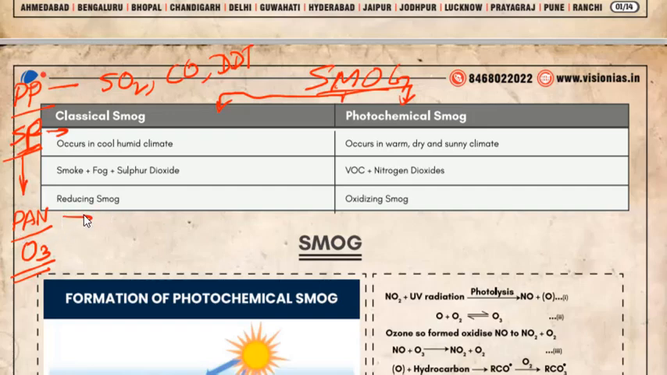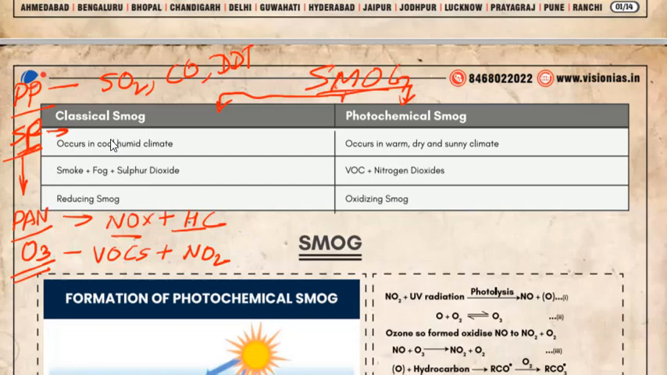PAN is formed by the interaction of nitrogen oxides and hydrocarbon. Whereas O3, ozone, is formed by VOCs and nitrogen dioxide in presence of sunlight. So these are the secondary pollutants which are formed by the interaction among the primary pollutants.